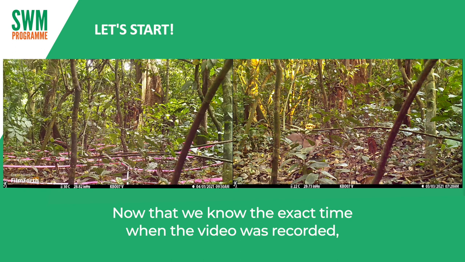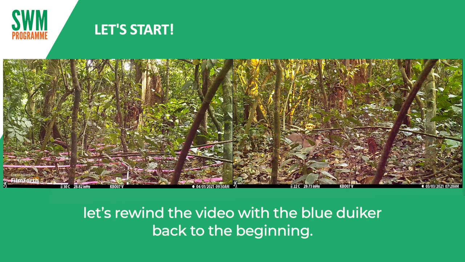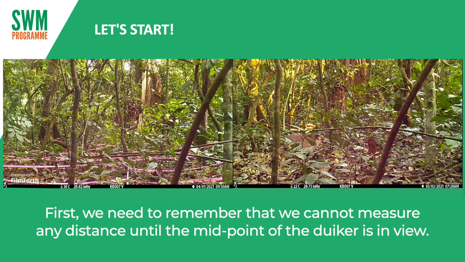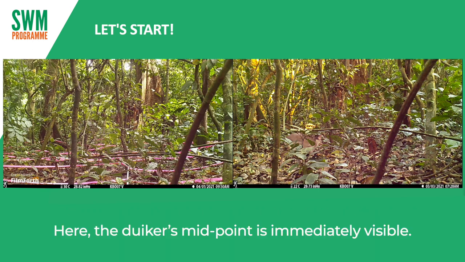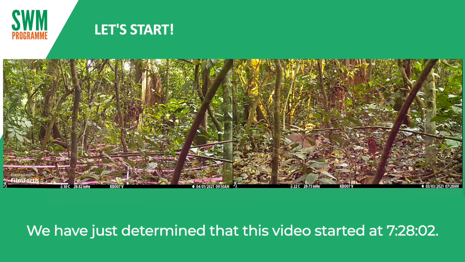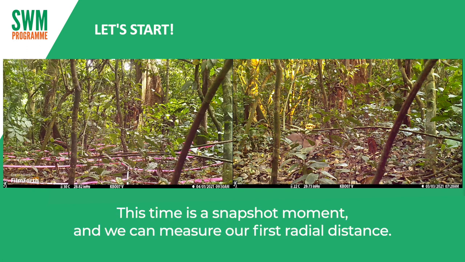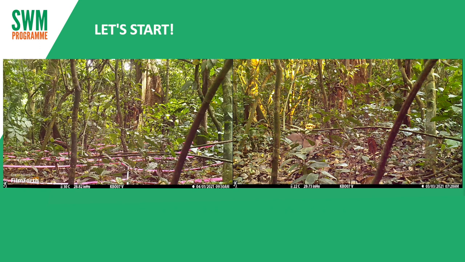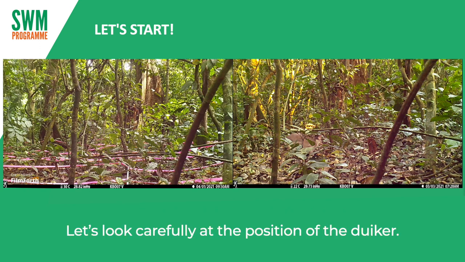Now that we know the exact time when the video was recorded, let's rewind the video with the blue duiker back to the beginning. First, we need to remember that we cannot measure any distance until the midpoint of the duiker is in view. Here, the duiker midpoint is immediately visible. We have just determined that this video started at 7:28:02. This time is a snapshot moment, and we can measure our first radial distance. Let's look carefully at the position of the duiker.